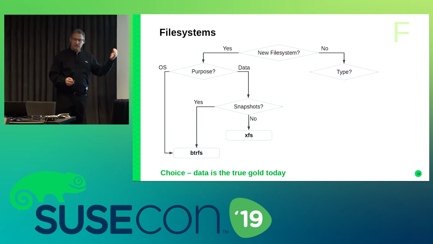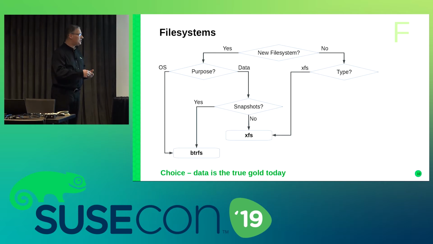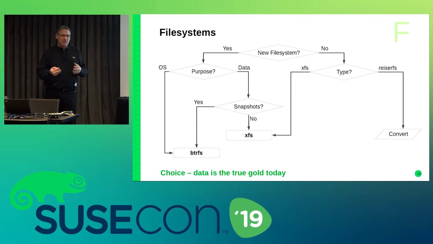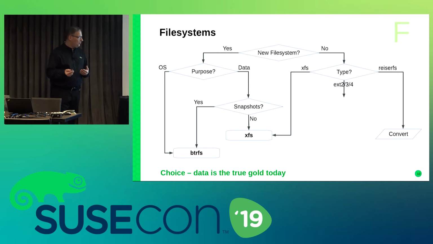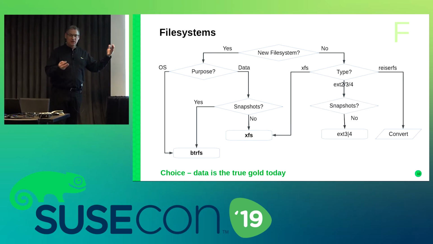If you have an existing file system, then it really depends on the type. If you are a SLES 10 or 11 customer and you have XFS, you can just keep it. If you have ReiserFS, because you are such an old customer, this is not supported anymore in 15, but you have the choice to convert it. And if you have ext2, 3, or 4, it really depends on your applications. If you don't want snapshots, then you keep it because it's still supported.